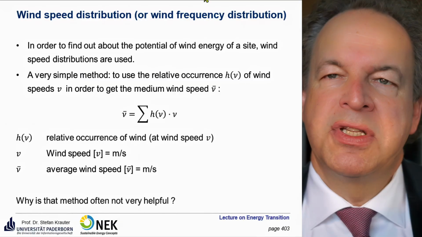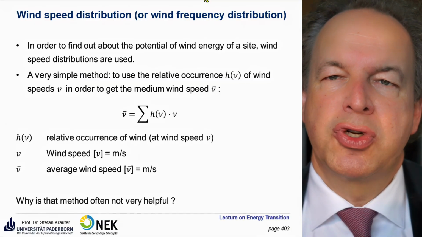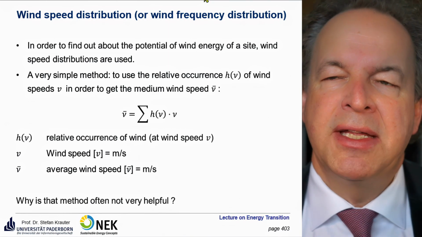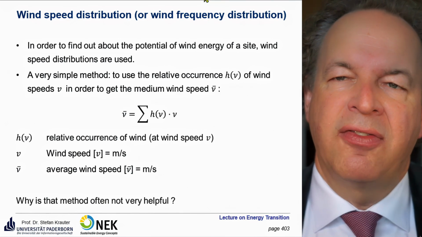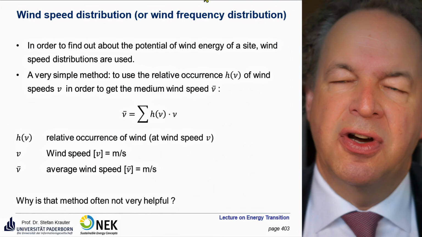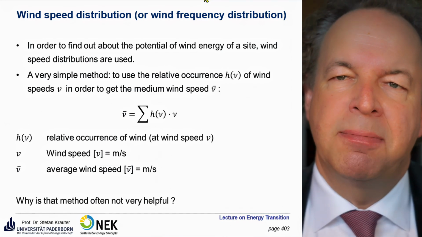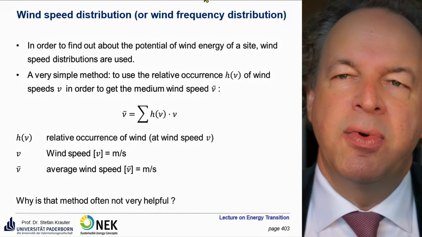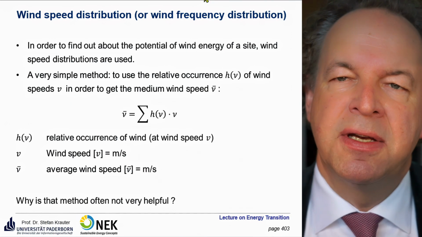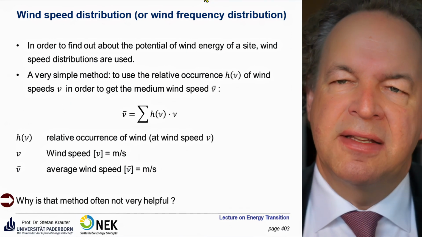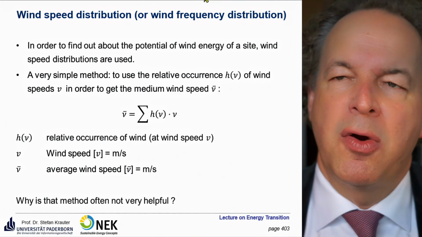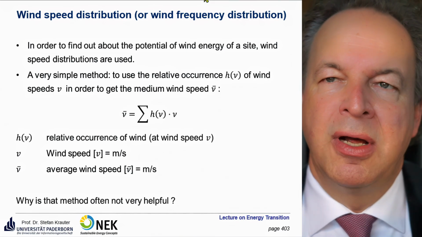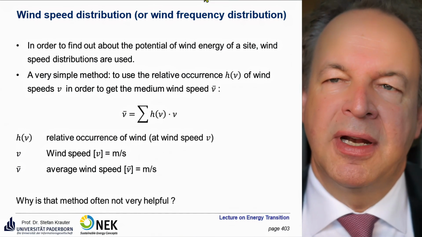Wind speed distribution or wind frequency distribution, we can start same as for solar energy with an average irradiance or average wind speed here. So we have the relative occurrence h as a function of the wind speed v and multiplied by the actual wind speed added up, and then we have the medium wind speed or the average wind speed. The question is, why is that method not very helpful for wind speed? As we know, it can be applied for solar power, but for wind is less preferable. We will discuss this in the upcoming lecture.